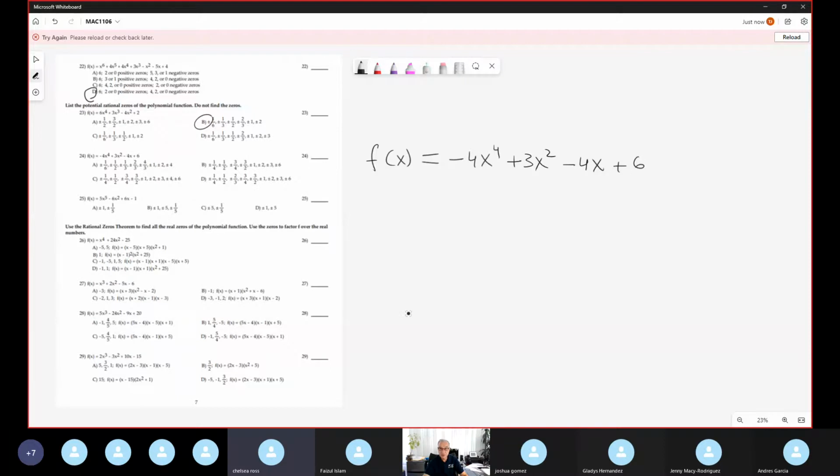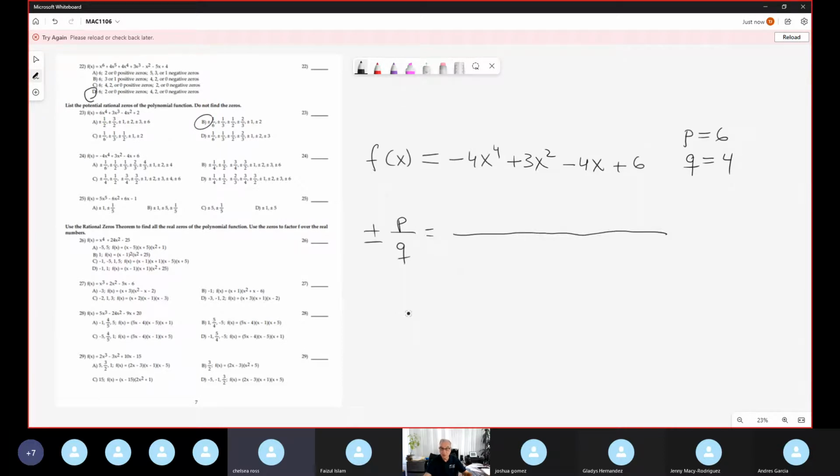Okay, we have a missing term in the middle, because the important information is P and Q. So P is 6 and Q is 4. And it doesn't matter, I don't care about the sign. The sign is not important. Why not important? Because you put plus or minus P over Q, and you consider both possibilities, positive and negative.